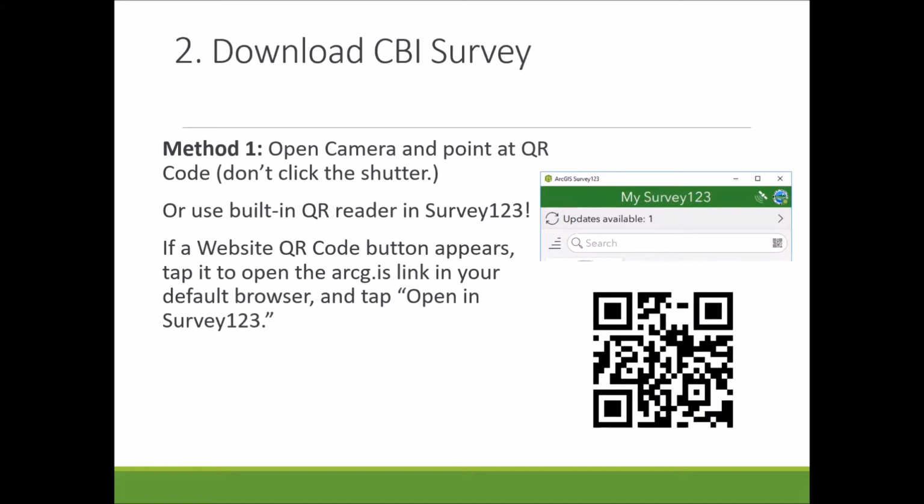Now the other option is, on your phone again, open up Survey 123, click to continue without signing in, and it will bring you to an empty My Survey 123 page. This is where all of your surveys will show up once they're downloaded. There's a search bar at the top. You can see the screenshot here. So the search bar over on the right side has a little QR code icon.